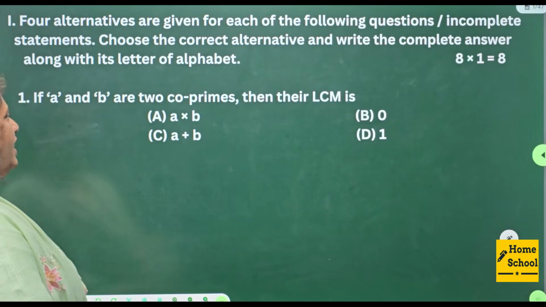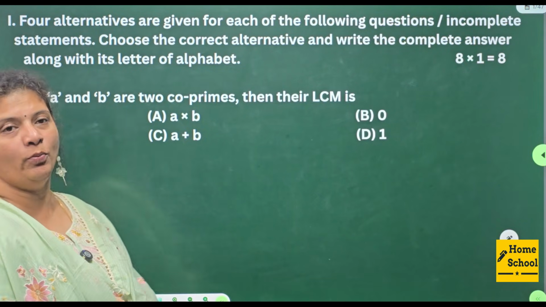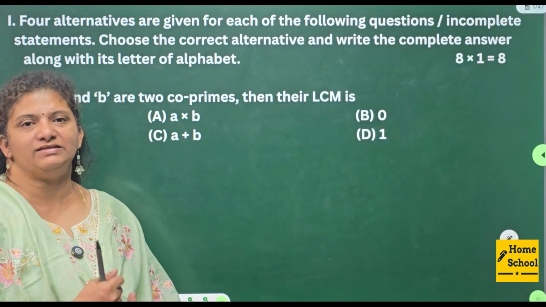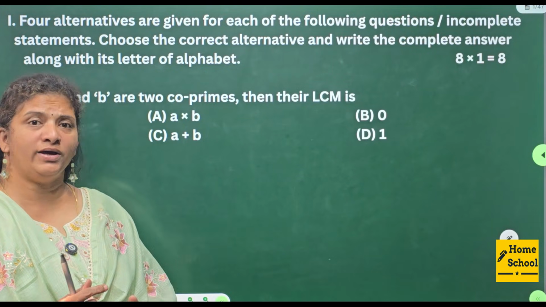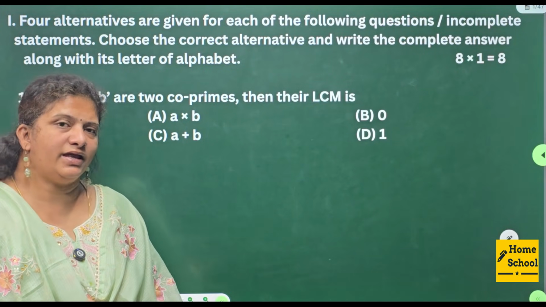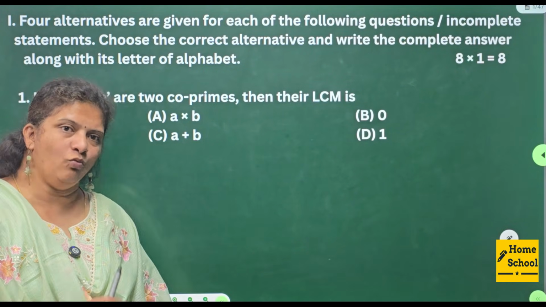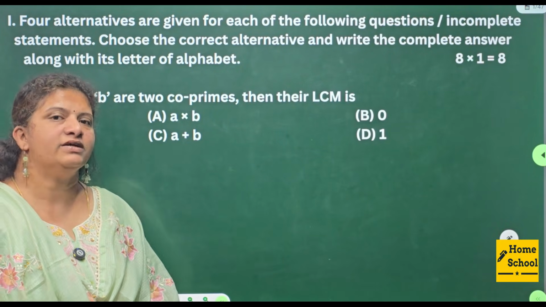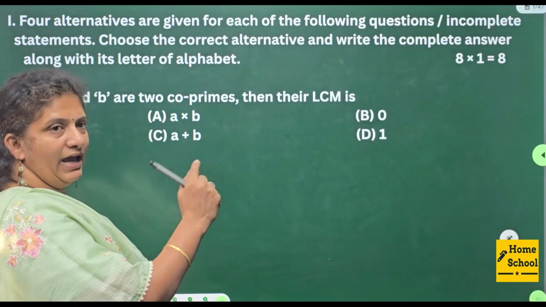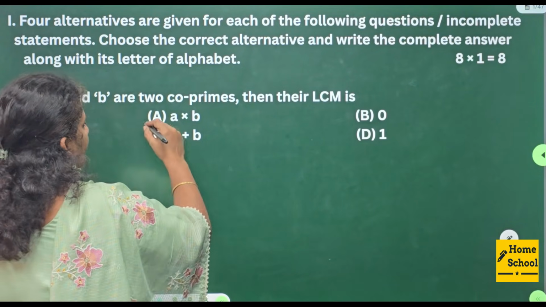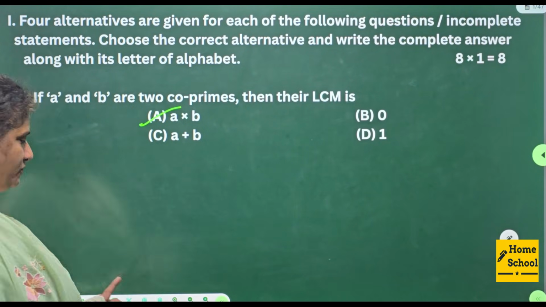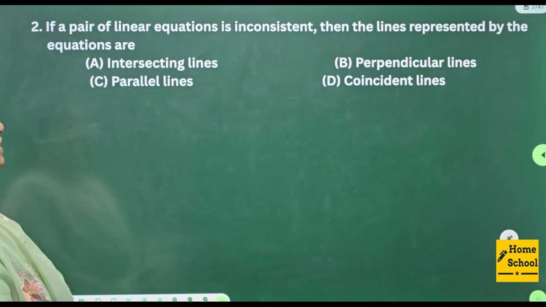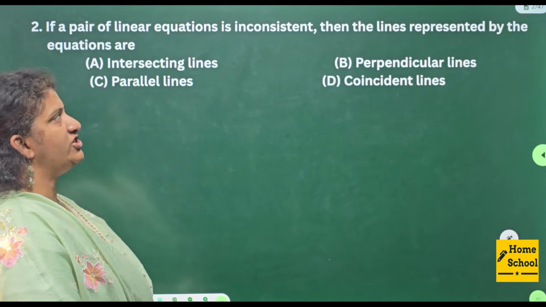First one. If A and B are two co-primes, then their LCM is. When the two numbers are co-primes, then there is no common factor other than 1. HCF is 1, whereas LCM means you just multiply A and B, that is A into B is your answer. Option A.